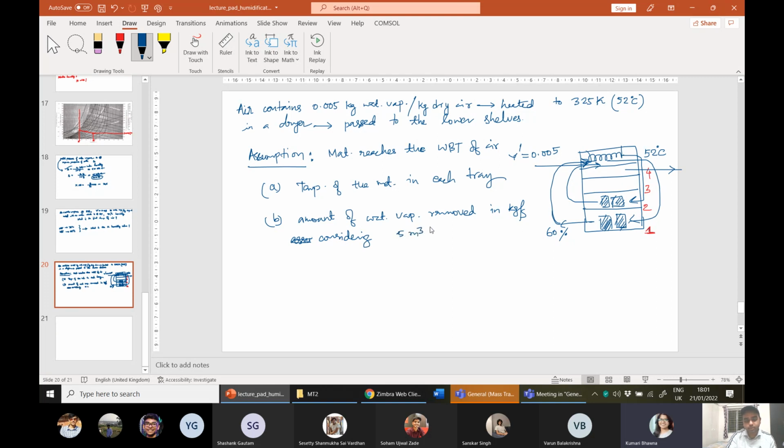let us say 5 meter cube per second of moist air leaves the system. This is the idea of the volumetric flow rate of the air that is leaving the system. So considering that to be the basis of the calculation, how much of the water vapor or the moisture content is removed in this process from the materials, that is something you need to work out. Or what is the rate of removal? So please try to work this out.